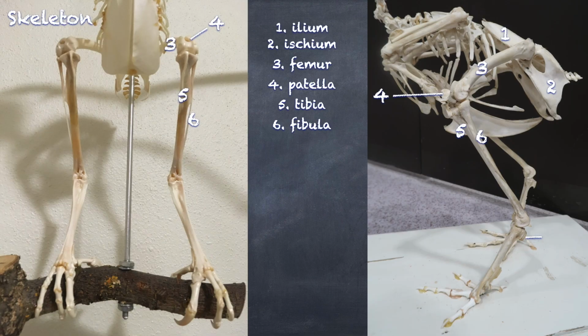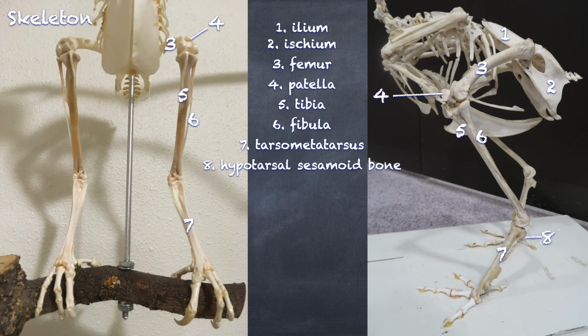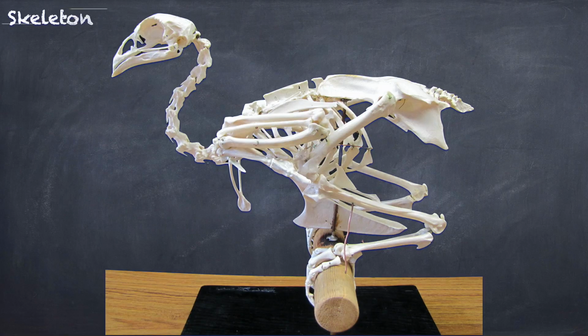And then distally, once again, the tarsal bones are going to fuse with the metatarsal bones, so we have a tarsometatarsus. And then we have another sesamoid bone, which is the hypotarsal sesamoid bone. This is going to be within the flexor tendons of the digits. And then we have the digits, and on this bird we have the first back here, the second, the third, and the fourth digit.